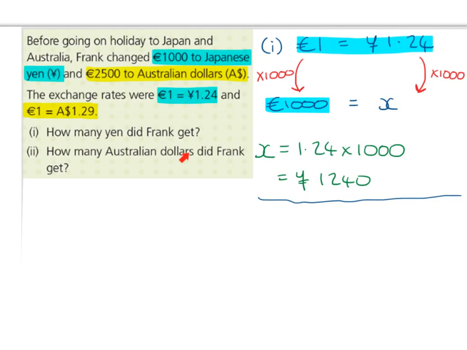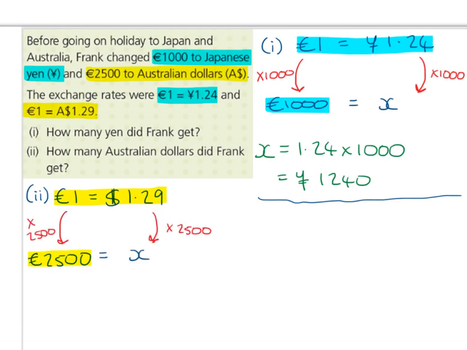Next, we want to figure out how many Australian dollars he gets for €2,500. Anything highlighted in yellow relates to the Australian dollars. Similar to part 1, we're going to start with the exchange rate, which is €1 equals $1.29. And we want to change 1 into 2,500. In the same way I've set it up like part 1, we know that €1 equals $1.29. We're interested in €2,500. So what is that equal to in dollars? I'm going to call it X.